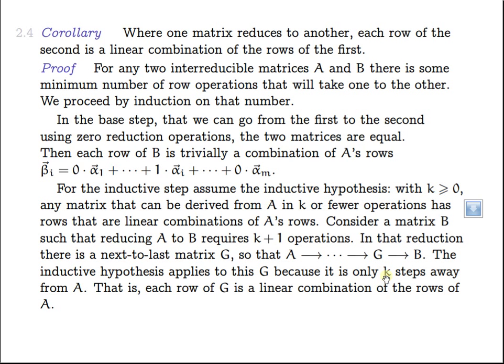Now, by the inductive hypothesis, we know that our result is true when we can obtain the second matrix from the first by K or fewer operations. In other words, the rows of G are linear combinations of the rows of A. Okay? So that's what we have here.